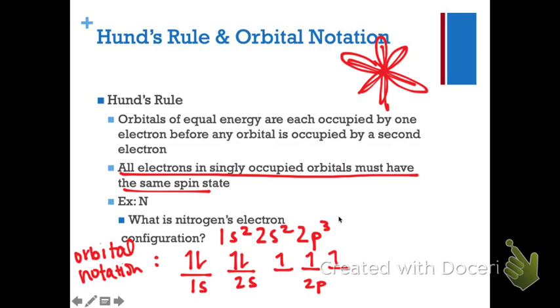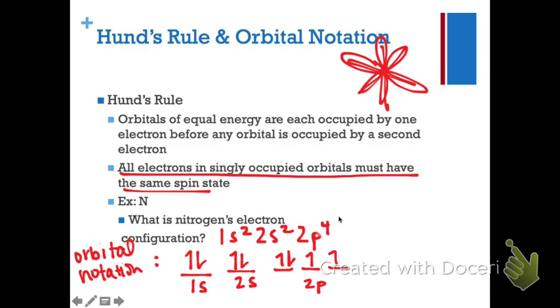Okay? Yes? No. If it was 2p4, let's say that we're looking at oxygen, then that one would not be singly occupied anymore. This would have a second occupant. This has 2. These are singly occupied, so they have to have the same spin state. Once we add a second, then it completes the orbital. Okay. What other questions do we have?